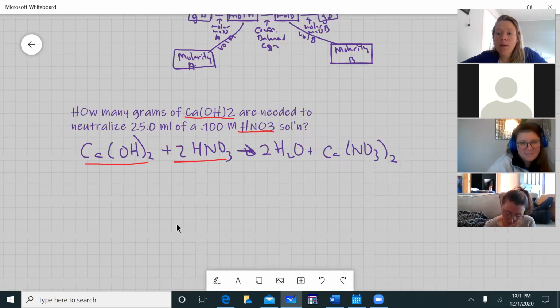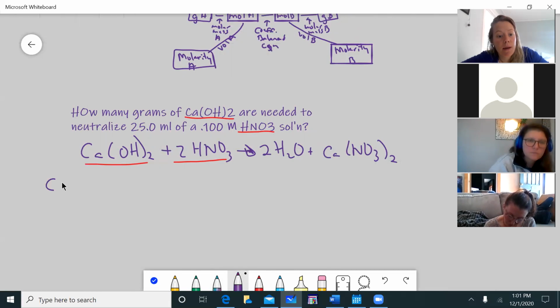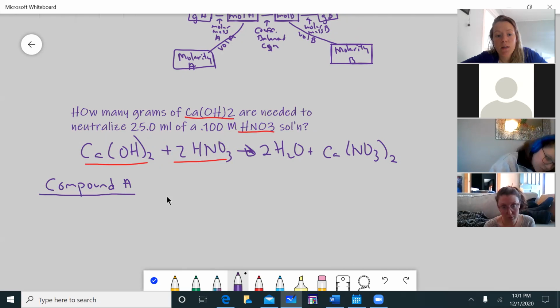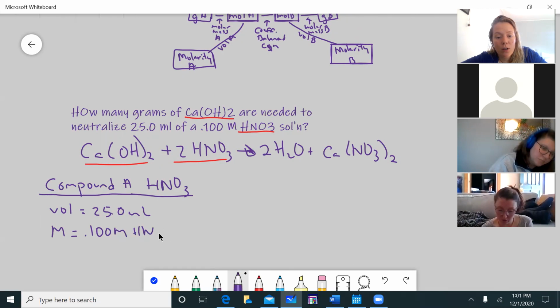Compound A is always going to be the material that you have more information on. So why don't I just write that out here? So compound A, in this case, is what I have more information on. So I have more information on this HNO3. So that's going to be my starting compound. And what do I know about HNO3? I know 2 things. I know its volume, which is equal to 25.0 milliliters. And I also know its concentration, or its molarity, which is equal to 0.100 big M.